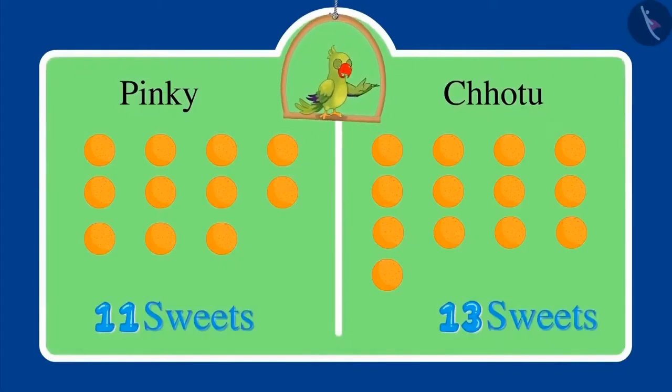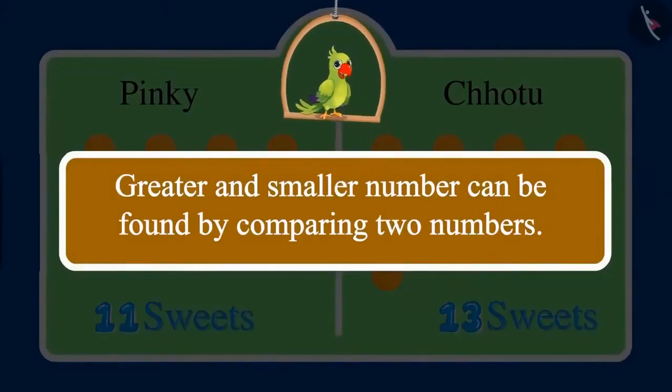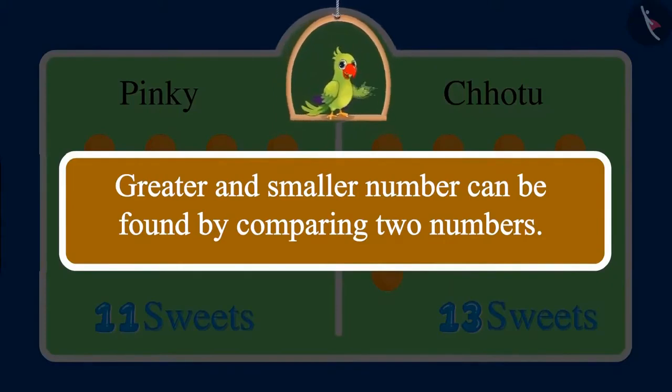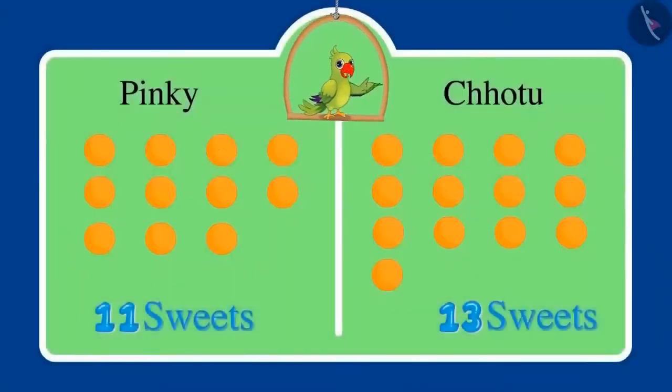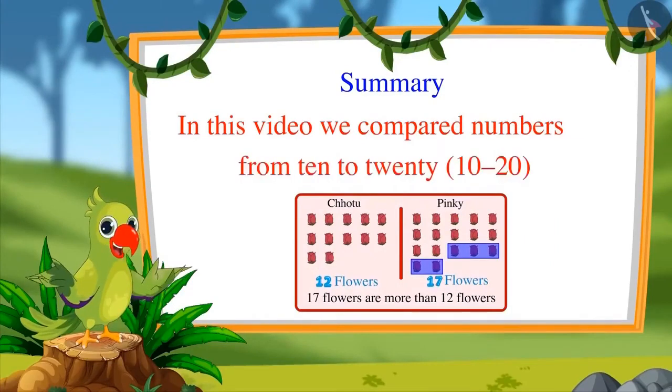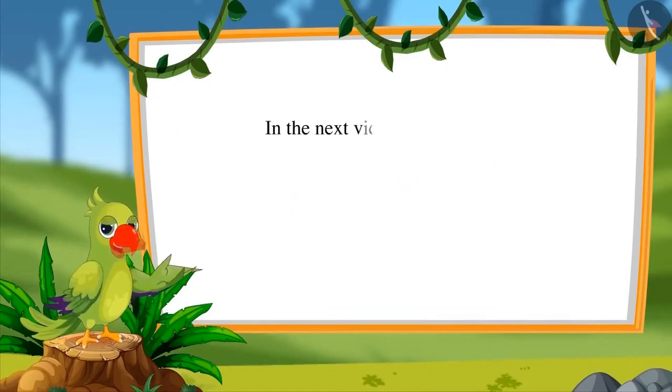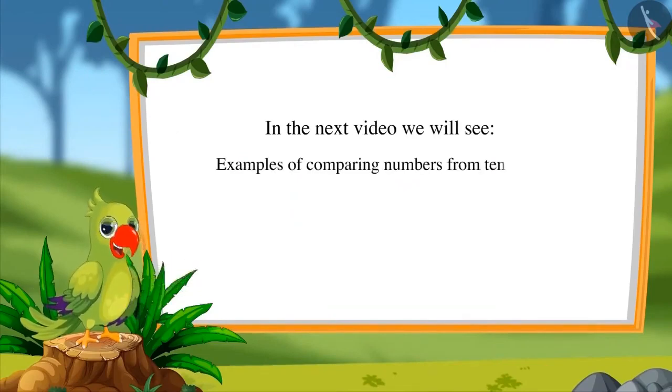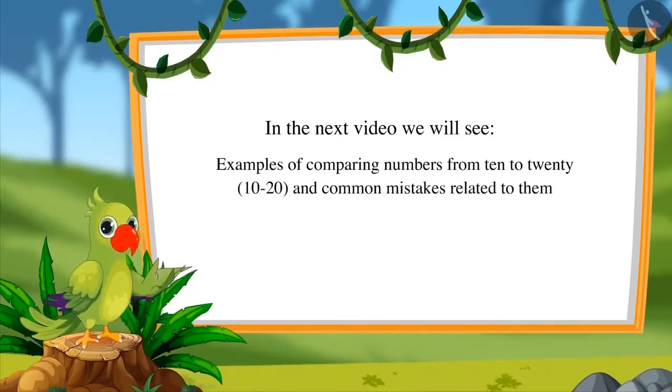So children, in these examples, you saw how Pinky and Chotu compared the two numbers and found out which number is greater. You can also compare the number of such objects around you, right? Good! So children, that is all for today. In this video, we compared numbers from 10 to 20. In the next video, we will see some more examples of comparing these numbers and some common mistakes related to them. Till then, bye friends!